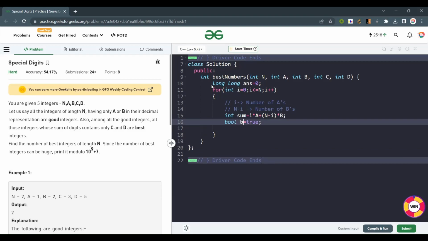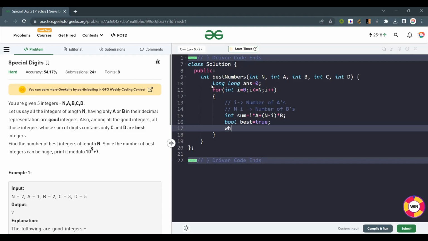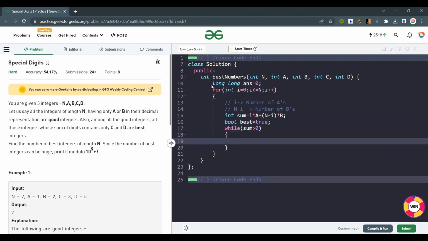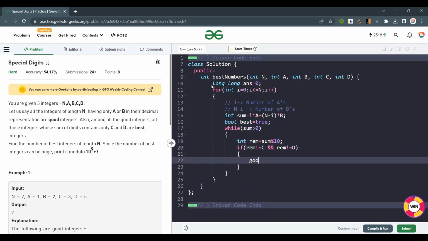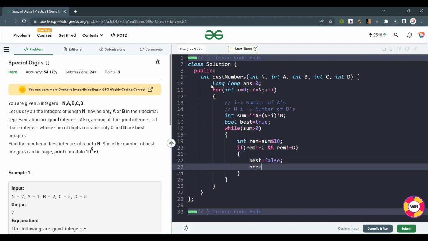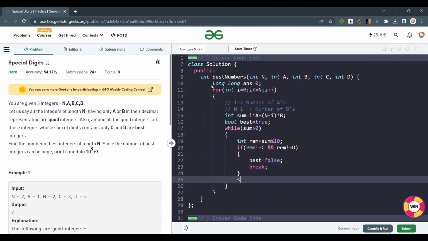Let's say it is a good integer. Now we check whether it contains only C and D. If it contains any digit which is not C or D, this is wrong. So int remainder equals sum modulo 10, and if remainder is not equal to C and remainder is not equal to D, I will set good equals false and break out, since this is not a good integer. Then sum divided by 10; if it is fine, just go ahead.